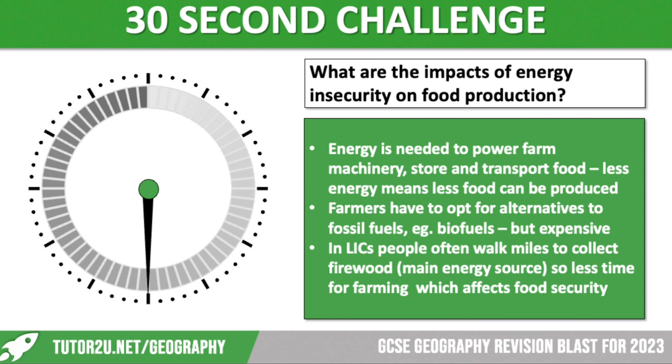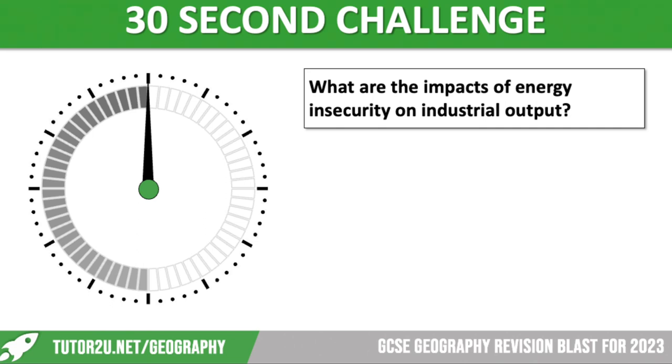And in many LICs, firewood is the main source of energy. Often people have to walk for miles to collect it, meaning that they spend less time farming, which again affects food security. Let's do another one. So our question this time is, what are the impacts of energy insecurity on industrial output? 30 seconds.